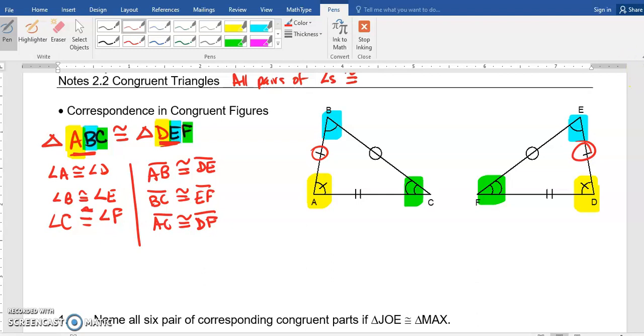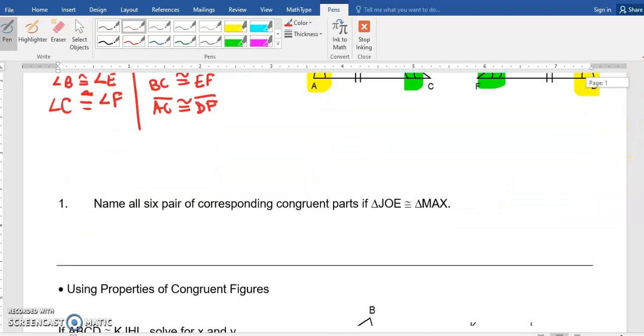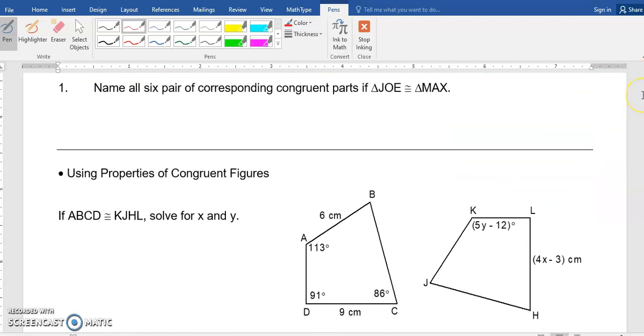Now we don't even actually have to have the picture to know all the congruent parts. I don't have a picture here, but if I know that triangle JOE is congruent to triangle MAX, I know that angle J is congruent to angle M. It has to be because they're the first letter in each one. I know that angle O is congruent to angle A. They're the second letter in each one. And I know that angle E is congruent to angle X.